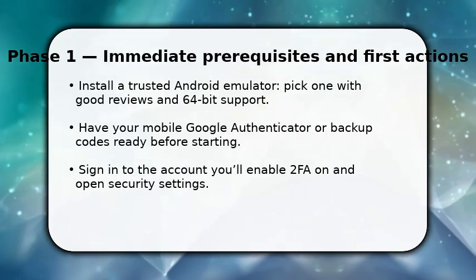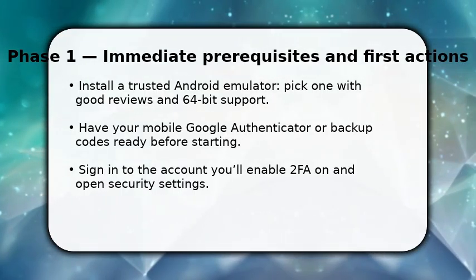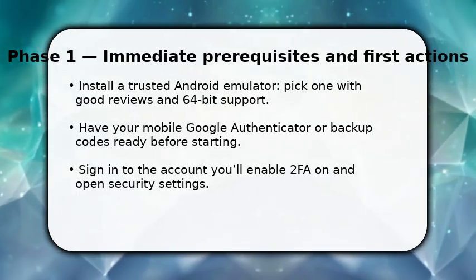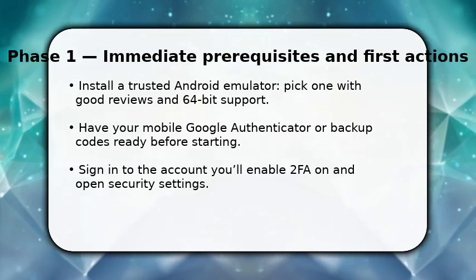Next, choose the option to set up an Authenticator app. Don't click SMS, because the emulator will act like your phone. Now proceed to generate the QR code on that account page.